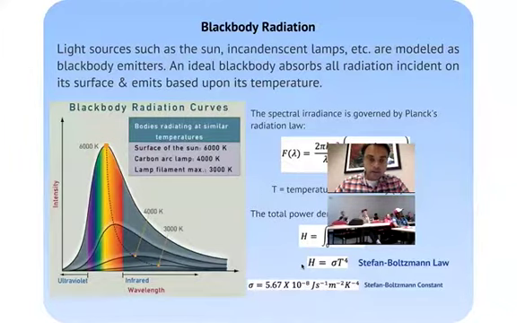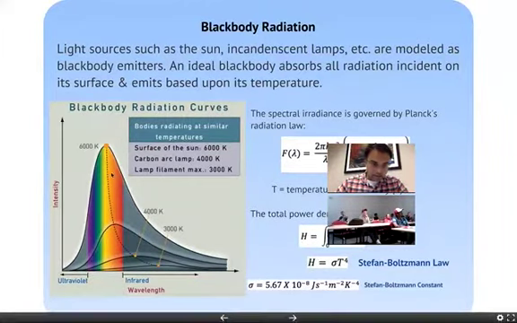You can see that in this curve here as the temperature increases. This is 3000 Kelvin, this curve right there. 4000 Kelvin is right there. And you can see that the power density is, of course, the area under this curve. You can see the area is increasing, right? For 5000 Kelvins here, 6000 Kelvins here.